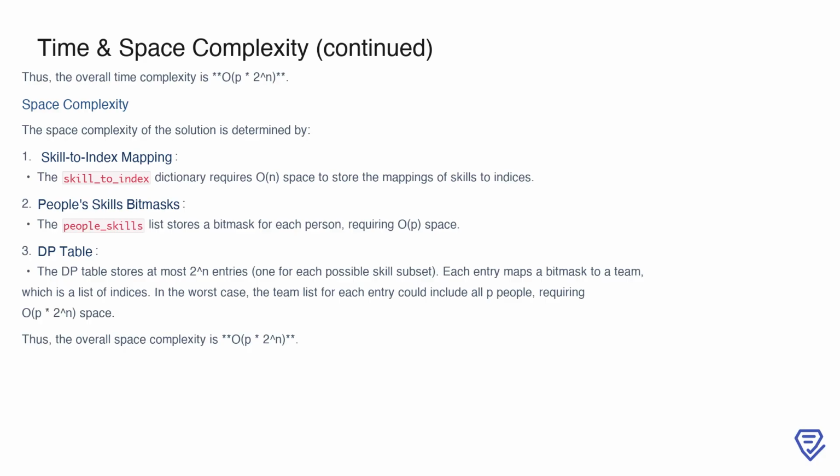It can store up to 2 to the power of n entries, one for each possible subset of skills. Each entry maps a bitmask to a team, which is stored as a list of indices. In the worst case, each team list could include all p people, leading to O(p*2^n) space for the dp table. Combining these, the overall space complexity is O(p*2^n).